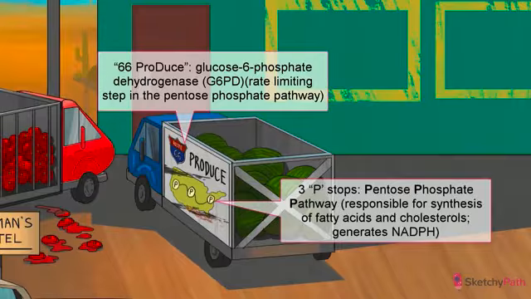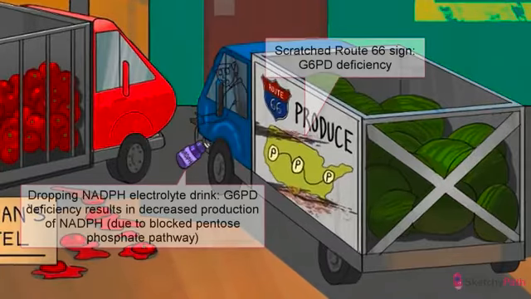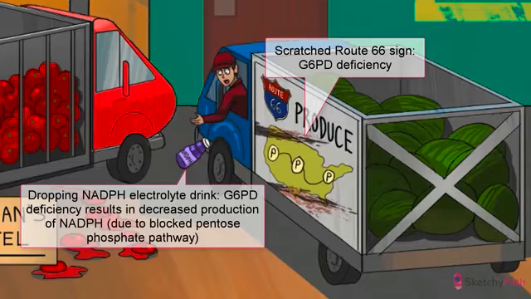If you remember all the way back to biochem, the pentose phosphate pathway is used for the synthesis of fatty acids and cholesterols, generating NADPH in the process. NADPH carries electrons, so at Sketchy, we represent it with an electrolyte-rich sports drink. This time it's getting dropped, because we're going to be looking at what happens when red blood cells are deficient of G6PD and therefore NADPH.